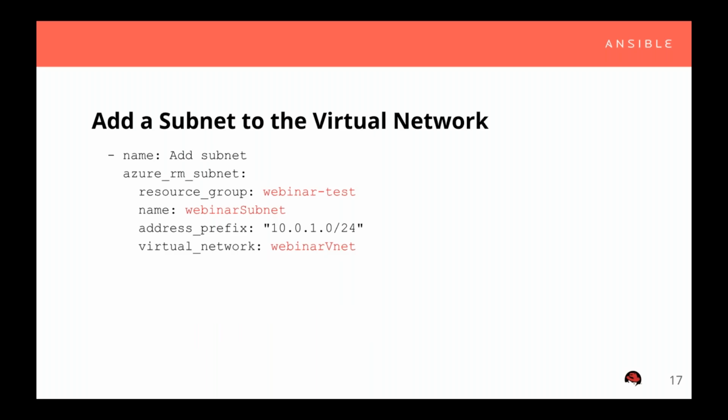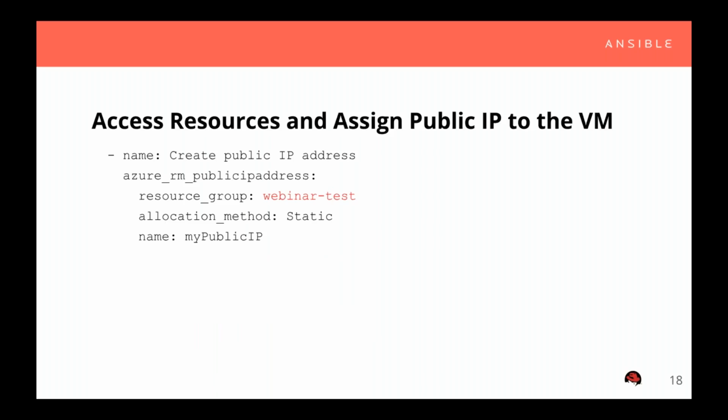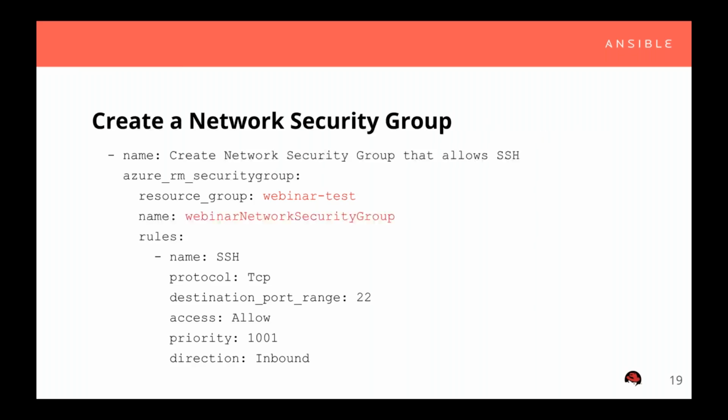To add a subnet, this section creates a subnet named Webinar Subnet in the Webinar VNet virtual network, which we did in the previous task. To access resources across the internet, create and assign a public IP address to your VM. This section of the playbook creates a public IP address named my public IP.